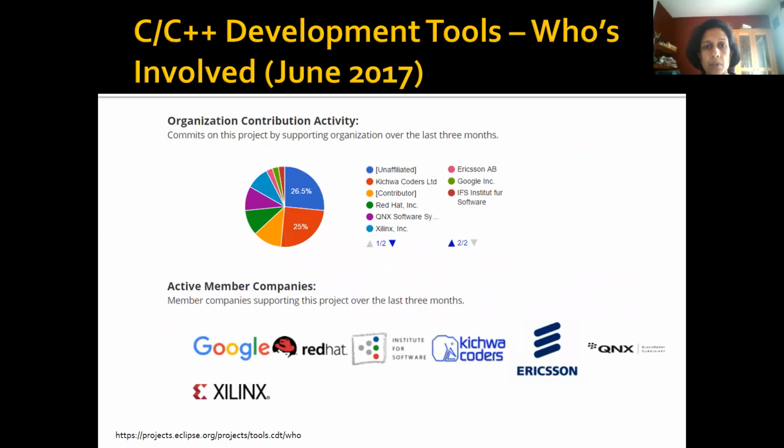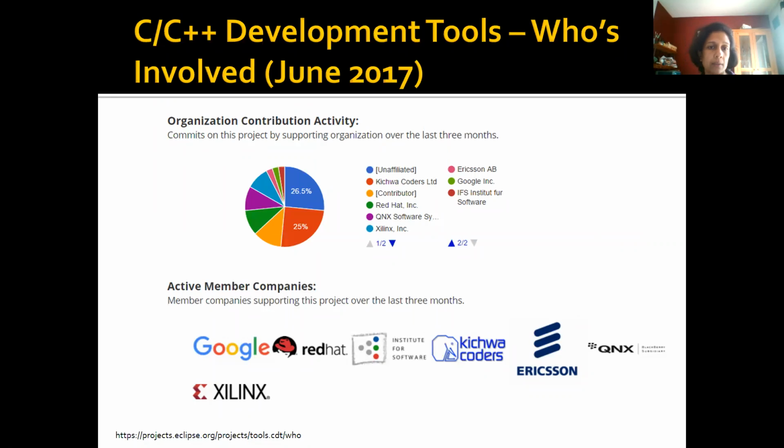This is a snapshot I took this month from the CDT project. You can see that there's lots of member companies who are involved. They've got all the icons at the bottom. So you've got people like Google and Red Hat and Ericsson and QNX. But side by side with them, you've got people like my company, less than 50 developers, and other companies. If you look at the pie chart, you'll see the contributions are coming from the big companies, the small companies, and what's marked there as unaffiliated individuals who want to contribute as well.